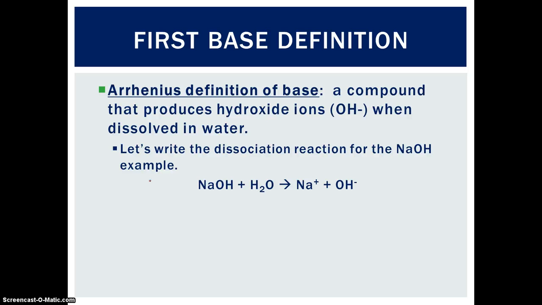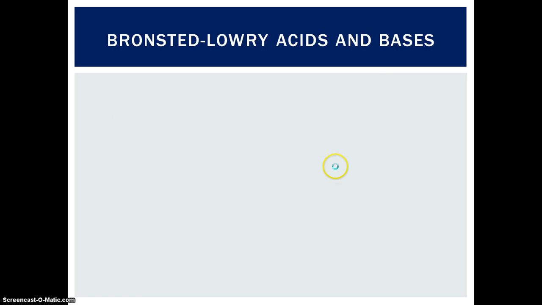So the definition of a base, and you've probably seen these before, sodium hydroxide is the most common example we use. Anything with a hydroxide ion is considered an Arrhenius base. So an example, NaOH. Look at the end, if it has an OH at the end, that means it's a base. When you add it to water, it's going to form a positive ion and a hydroxide ion.